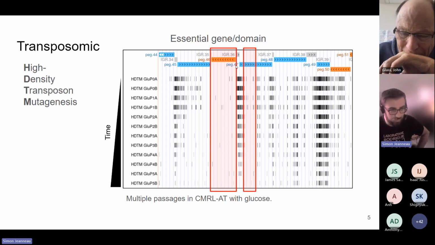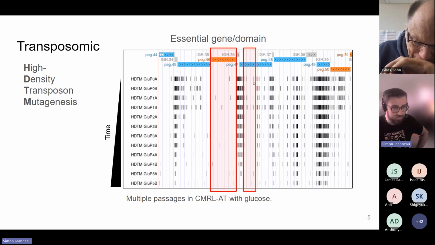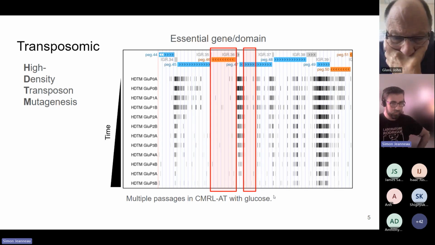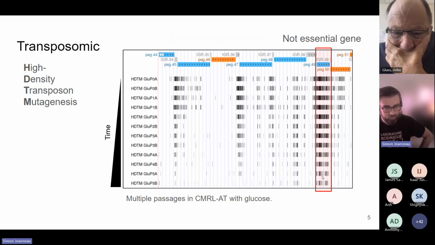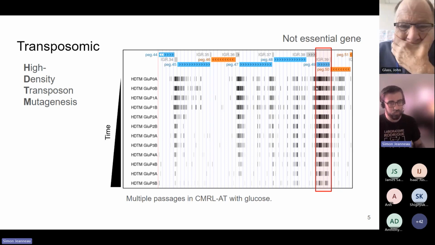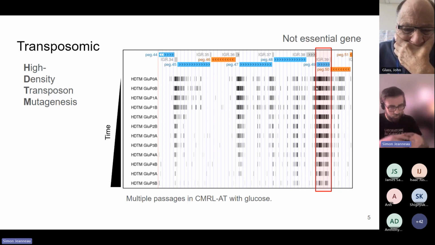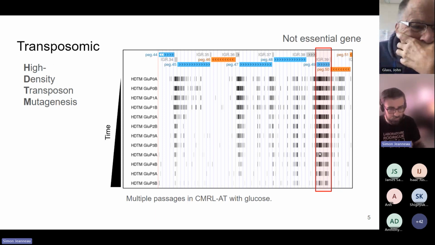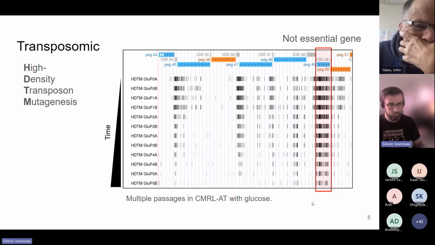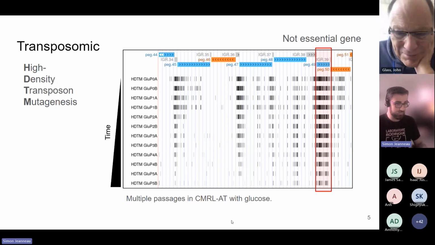So here we see that PEG47, for instance, has a domain that is quite essential, even if the rest of the protein is probably not that essential because it's crippled by insertions. And on the other hand, we see genes that are extremely inserted. At time zero, shortly after the mutagenesis, we have a lot of insertions in the gene, and after some time, we can see that there are still a lot of insertions. So this gene being interrupted is not a huge deal for the cell, with glucose at least.